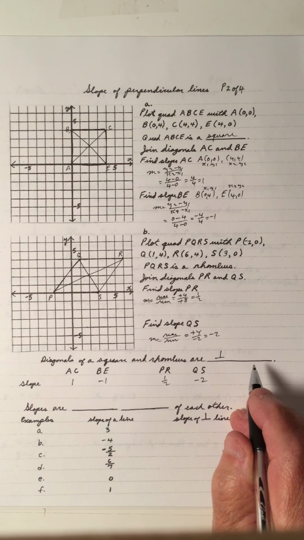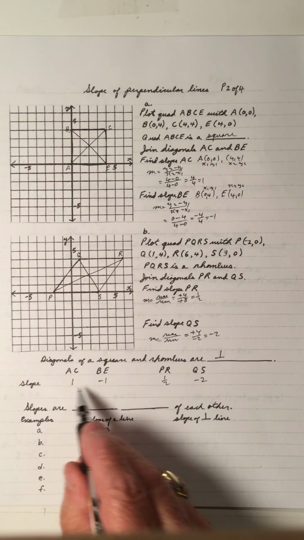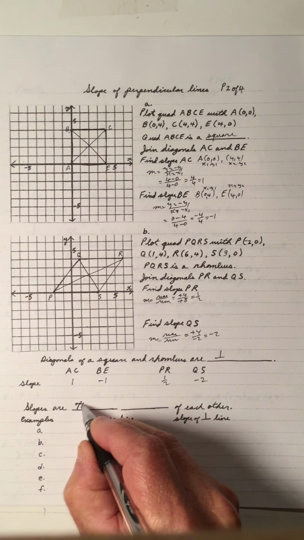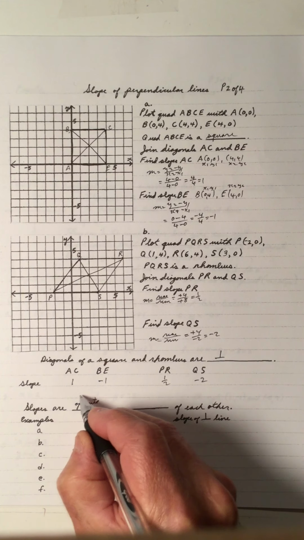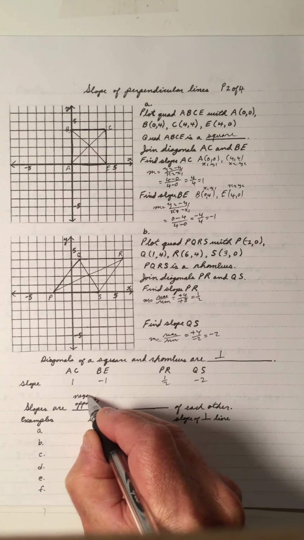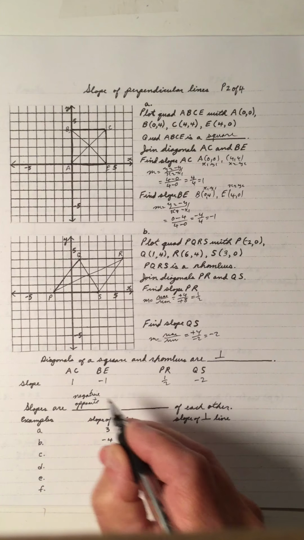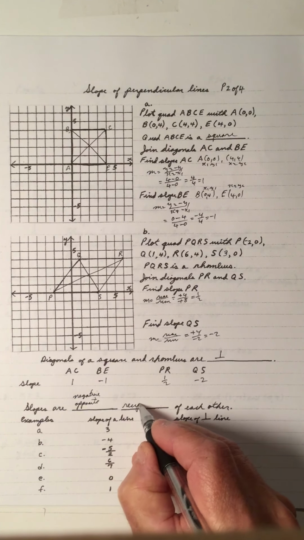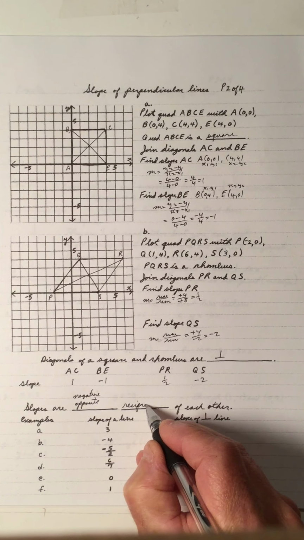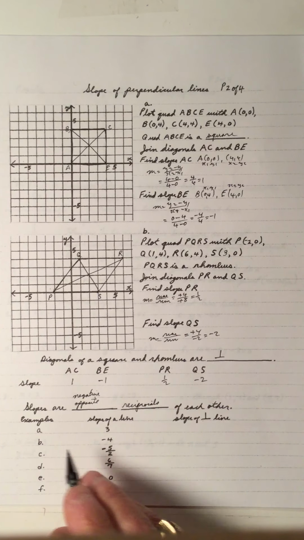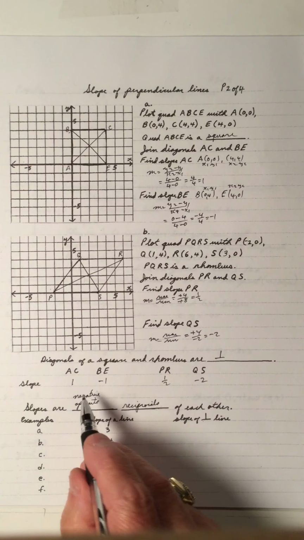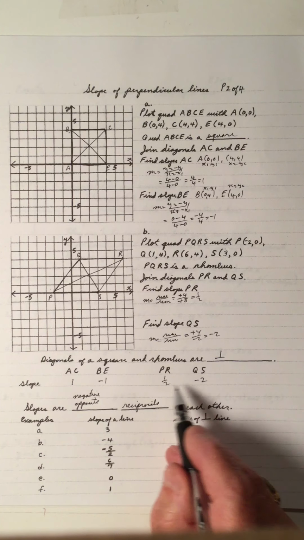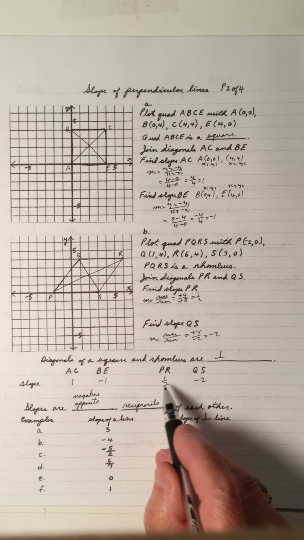So if these lines are perpendicular, notice the slopes are plus minus. They're the opposite of each other, or some people say they're negative, so you can say the opposite or the negative. And they're the reciprocals. So they're the negative reciprocals of each other. Reciprocal of 1 is 1. Reciprocal of a half is 2. So they're negative or opposite reciprocals.